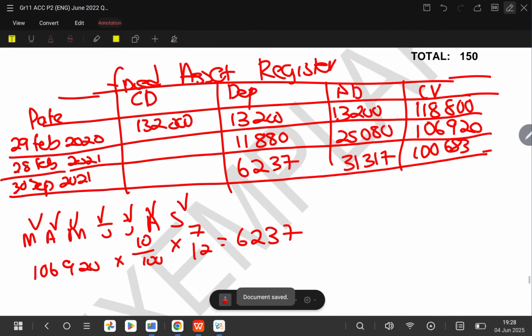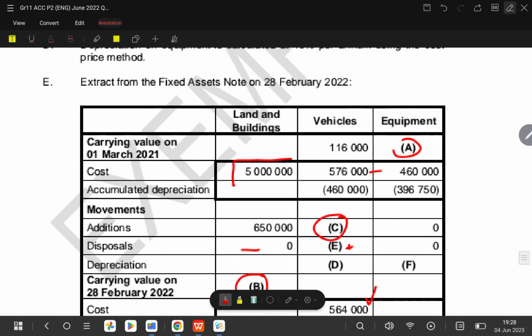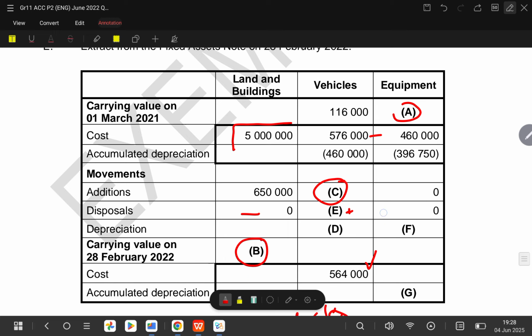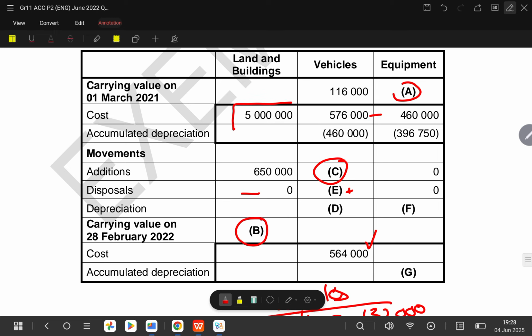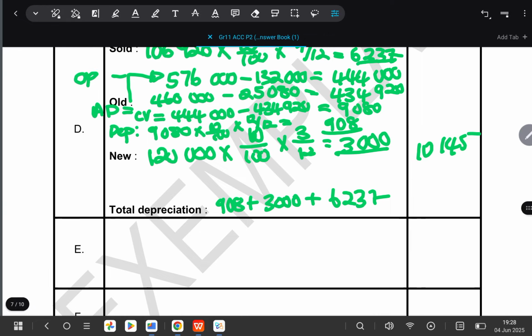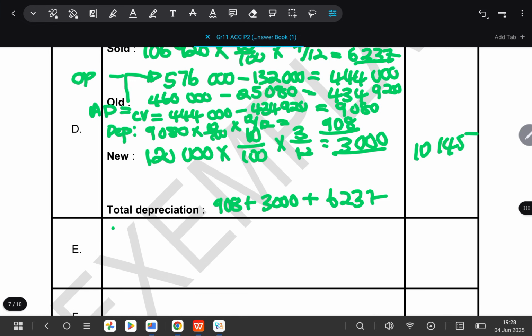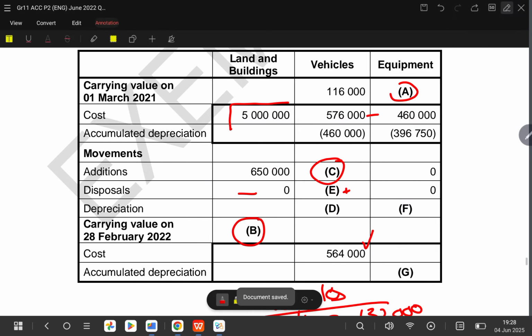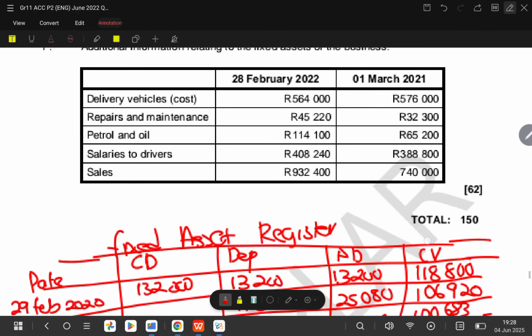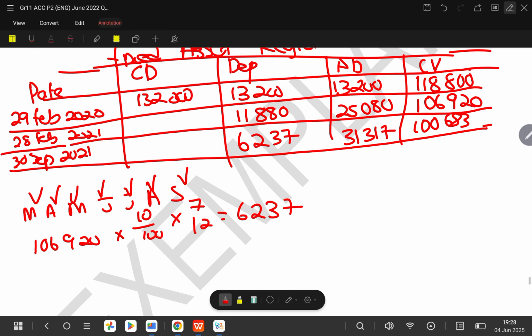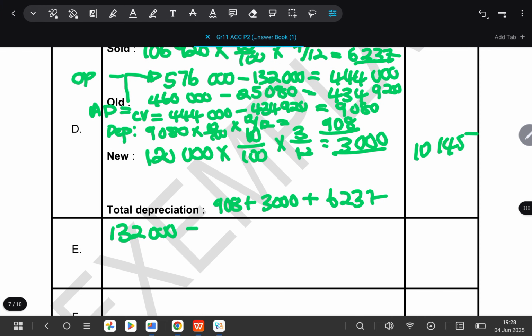So for number E, what do they want us to calculate? Number E, they want you to calculate disposals. So remember, disposals, it's your disposal at carrying value. So what you need to do, you take that 132,000 and then you minus the accumulated depreciation at the time when you sold it, which is 31,317. Remember, you would have done the fixed asset on your answer book. So you say minus 31,317 and then you give them the answer.